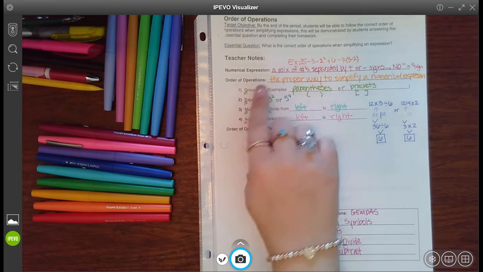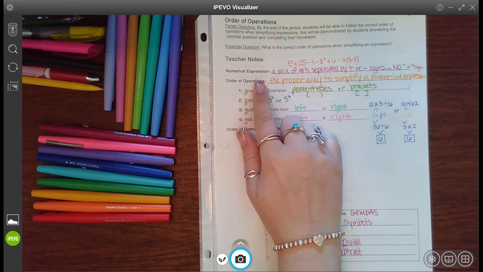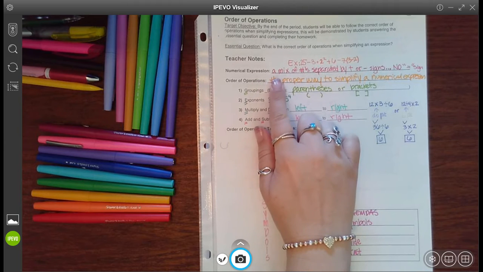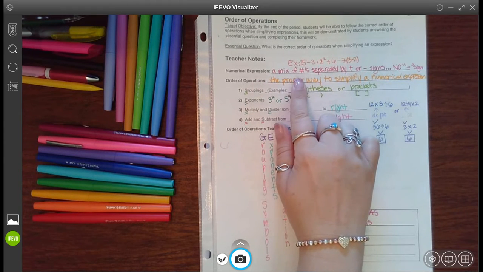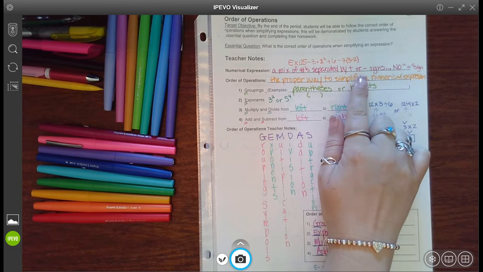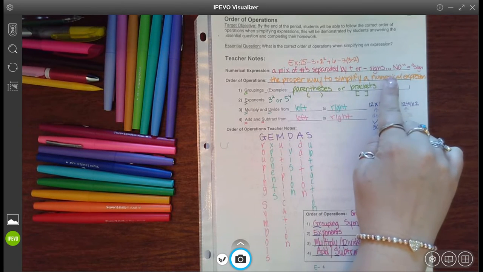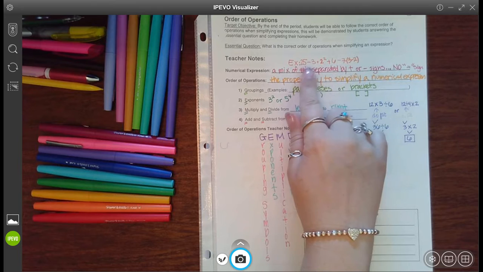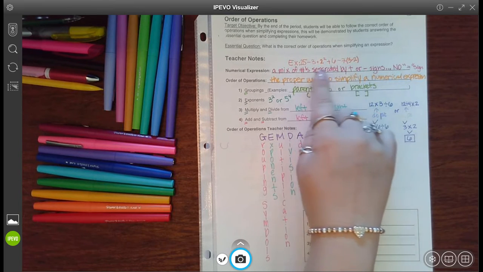So when we have a numerical expression, it is a mix of numbers that are separated by plus or minus signs, and there's no equal sign. So for instance, something that looks like this, okay?